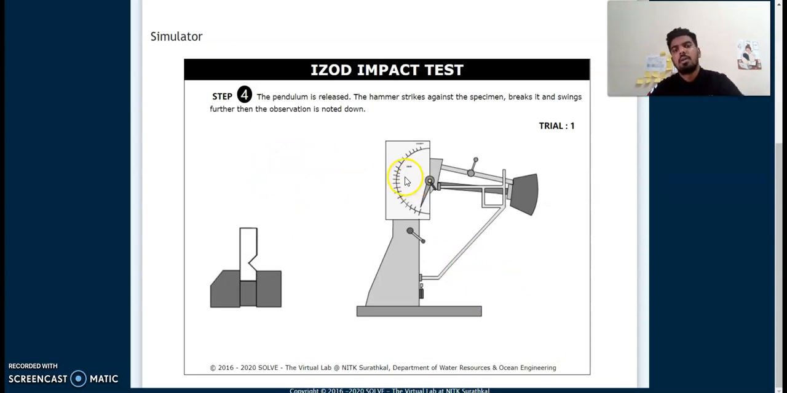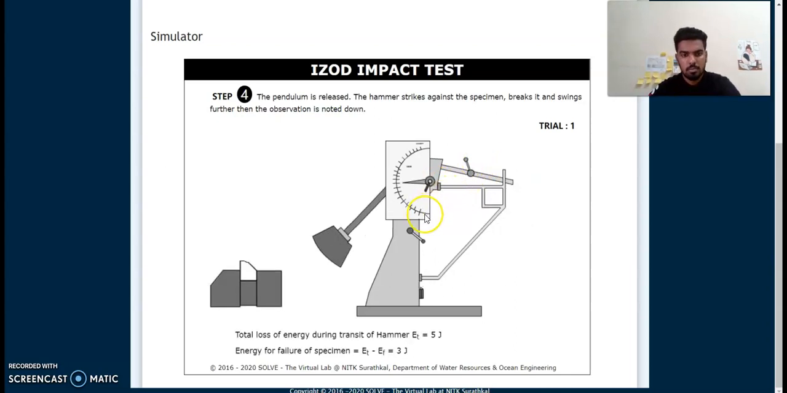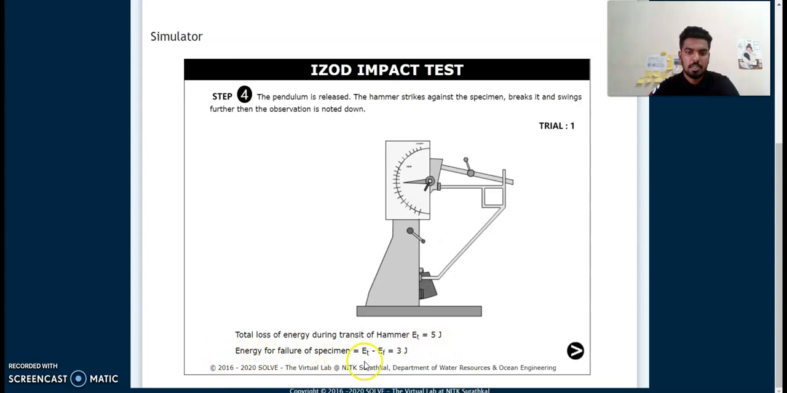Step 4. The pendulum is released. The hammer strikes against the specimen, breaks it and swings further, and the observation is noted down. Total loss of energy during transit of hammer is 5 joule. Energy for failure of specimen is 3 joule.